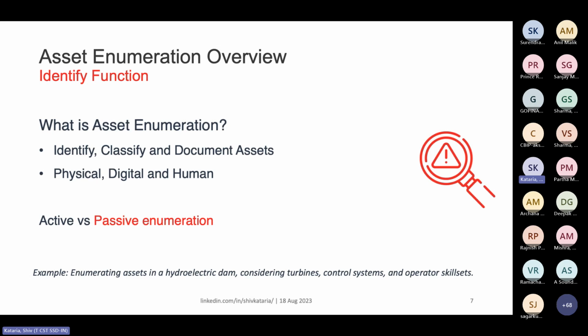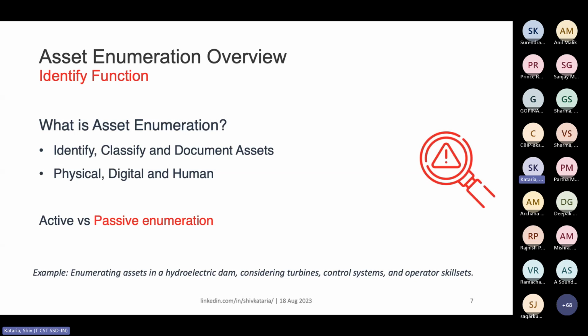So in such case, we want to ensure that we use the active scanning method. In the active scanning method, we will be sending the command and it will go to all the different network ranges available in that particular network and identify the assets that are available in that particular network range. So this is the difference between active and passive enumeration.